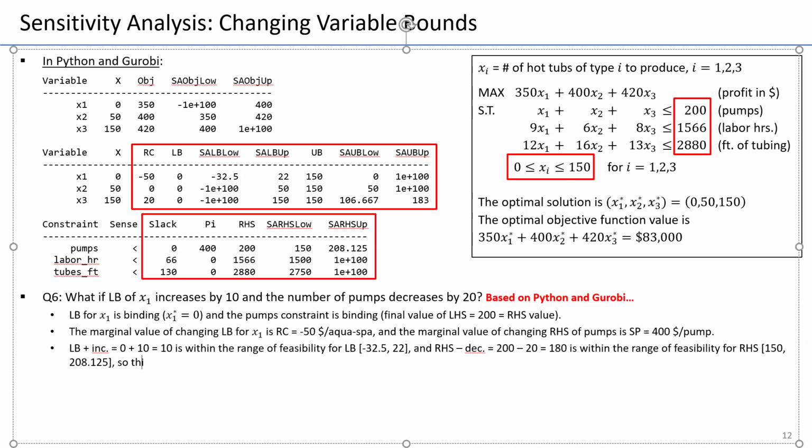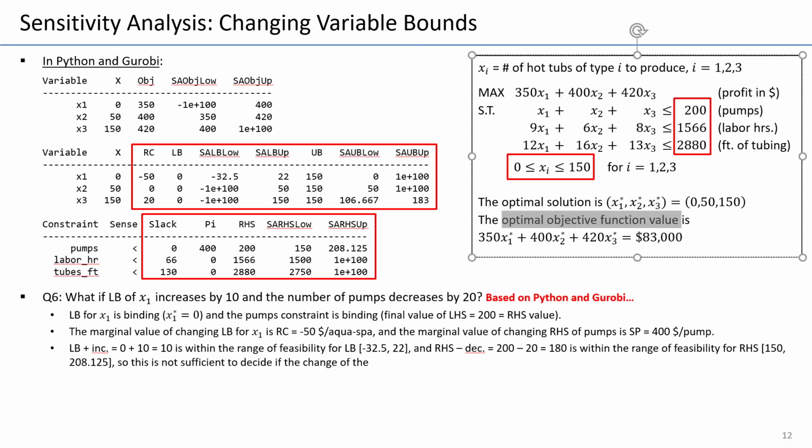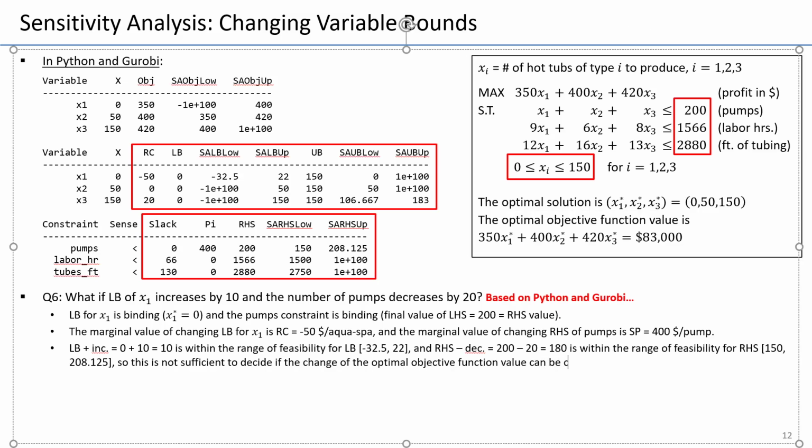So this is not sufficient. Not sufficient information to decide if the change of the optimal objective function value can be calculated exactly using the reduced cost and shadow price. We need the 100% rule here, because we're changing more than 1.